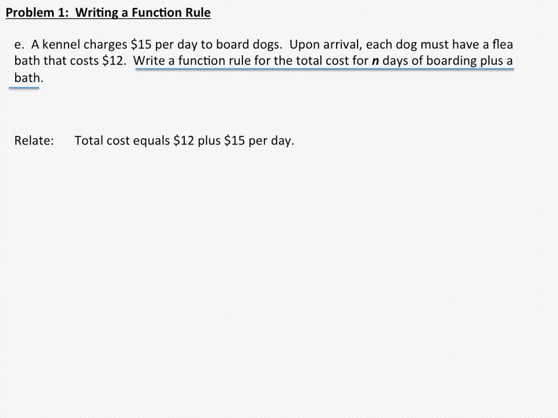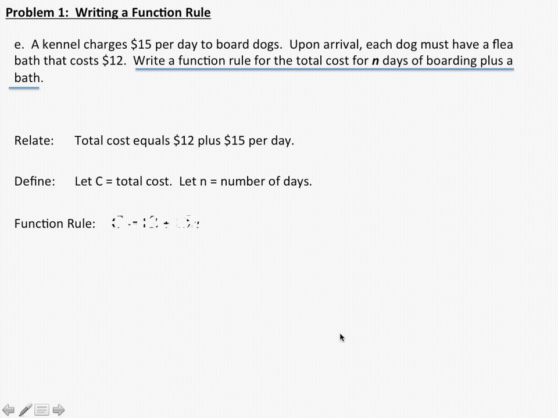So the number of days is a variable and the cost is a variable. The total cost equals $12 plus $15 per day. That $12 is the cost of the bath. So it's $12 plus $15 every single day. My variables are going to be C is the cost and n is the number of days. So according to how it's related, the total cost C equals 12 plus 15 times the number of days.